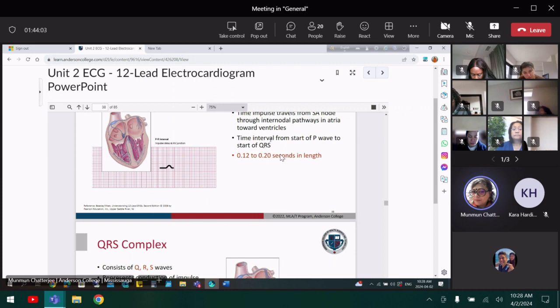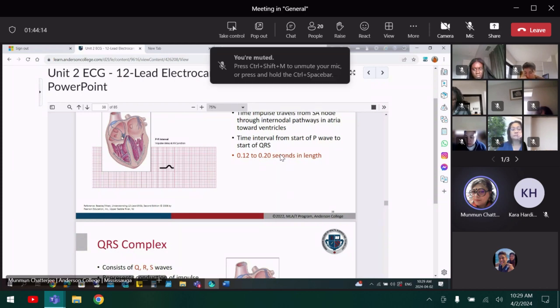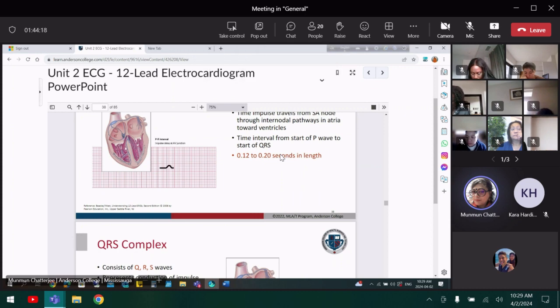So the time from the P wave to the start of the QRS is the time where there is a question: why is there a delay in the signal sent from the SA node to the AV node? Answer: to fill up the ventricles. Each point, each question is important for your exam and for your knowledge.